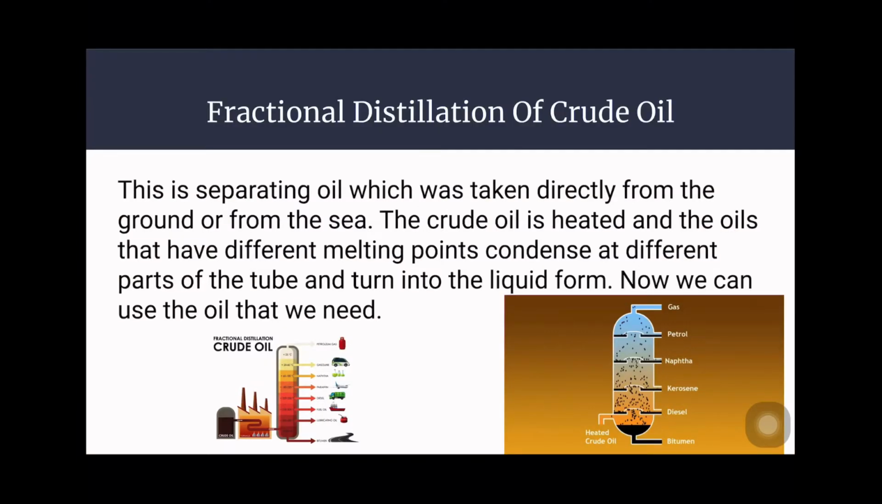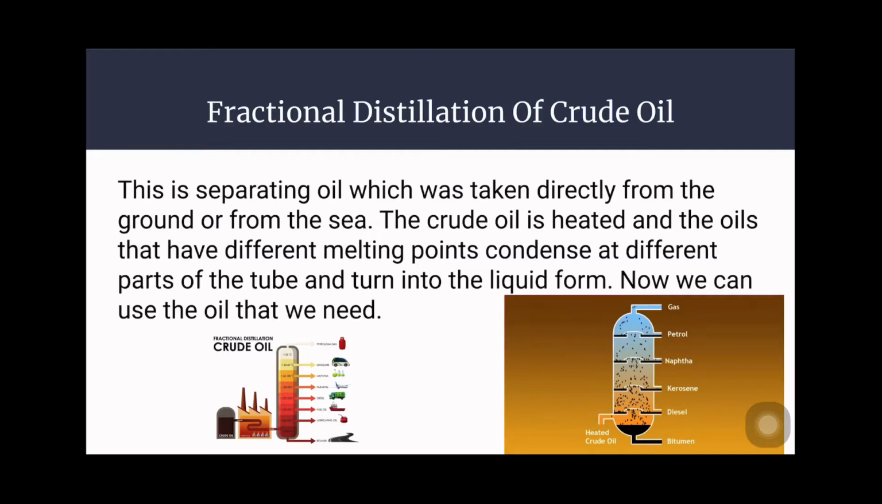Fractional distillation of crude oil. This is when you separate different types of oil from crude oil. The crude oil is the oil which is taken up directly from the ground or from the sea. The crude oil can have a mixture of different types of oil such as gas, petrol, naphtha, kerosene, diesel, and bitumen.